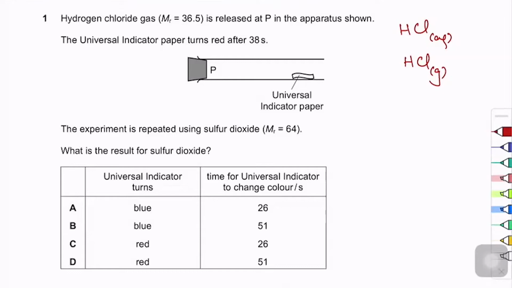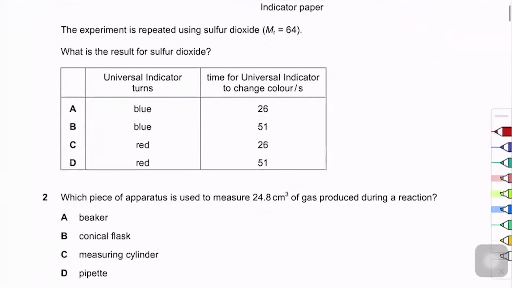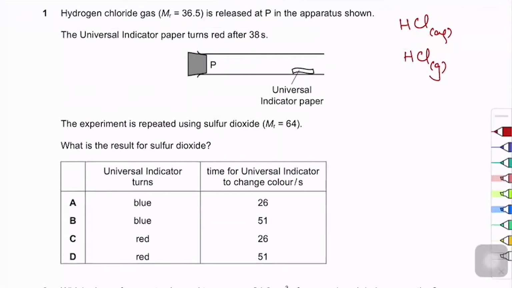Even when you don't have any difference in concentration, when there is equilibrium, particles are still moving around. Of course, they're not diffusing because there's an equilibrium, but the random motion is still there. Okay, what's the result of sulfur dioxide? It will take longer and the universal indicator will still turn red because this is also acidic, right? So this is going to take longer. So I guess D is the answer.